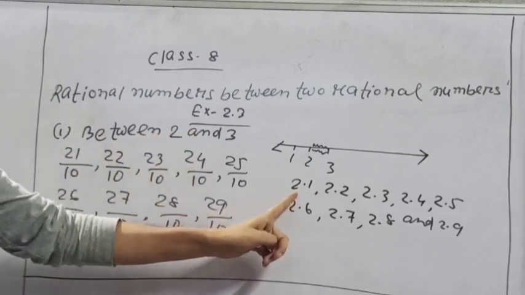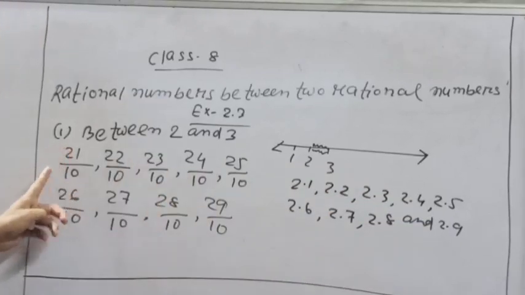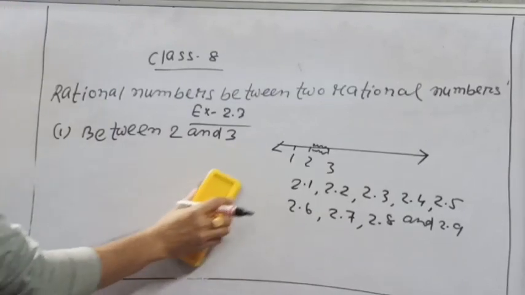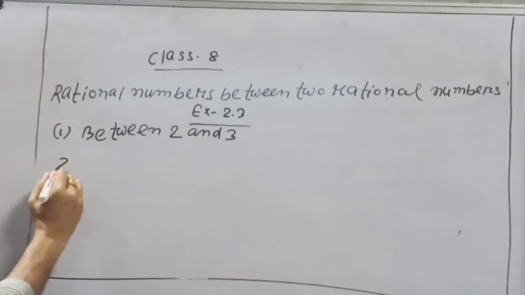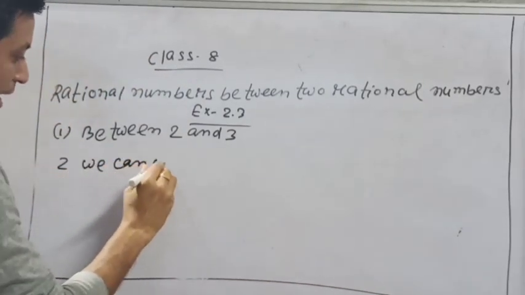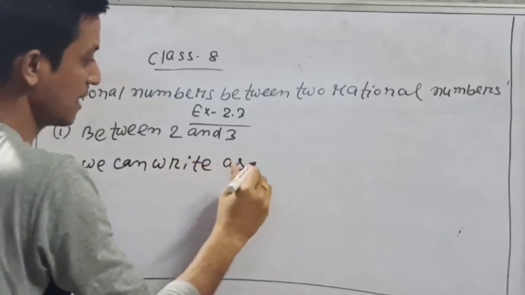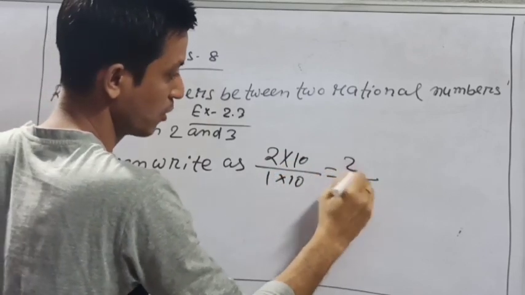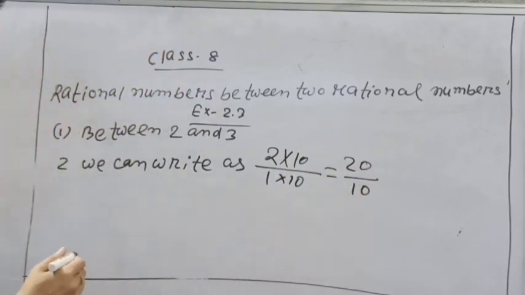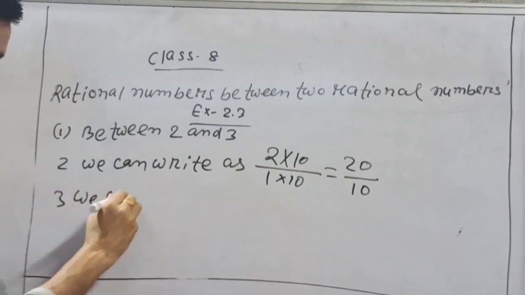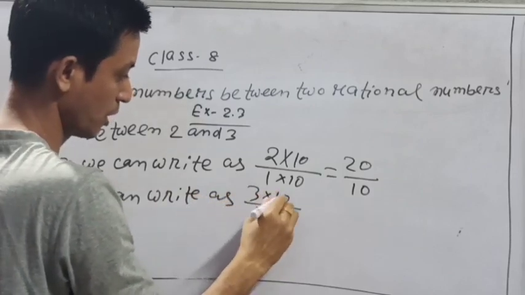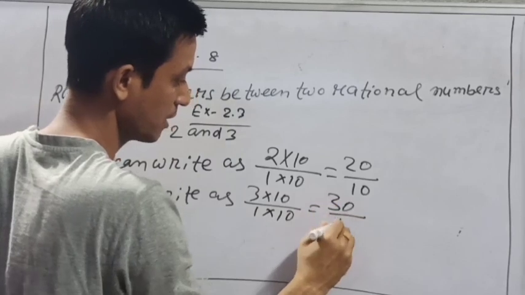So this is the trick. I have written decimal numbers, then converted them into fractions, into rational numbers. Another way: suppose 2 and 3. We can write 2 as 2 by 1, then multiply by 10 on both sides, 20 by 10. That is 2. 3 we can write as 3 by 1 into 10 by 10, so 30 by 10.